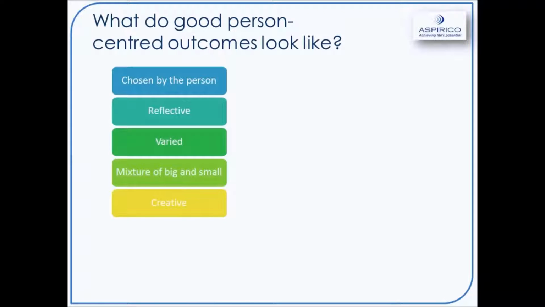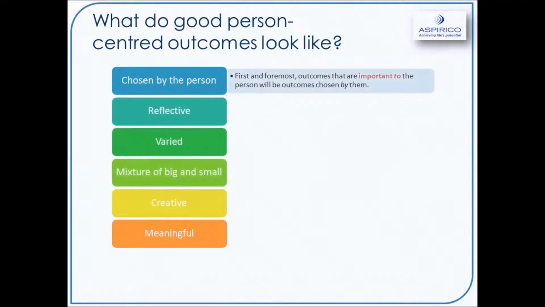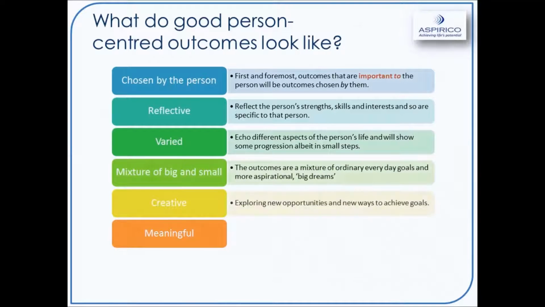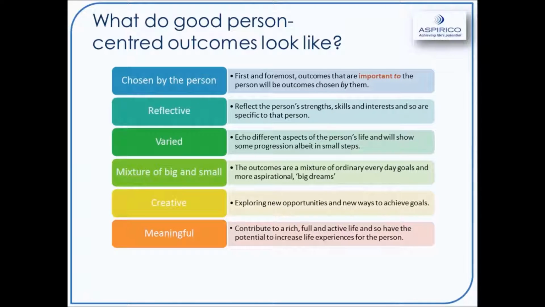So they are chosen by the person, they are important to them and chosen by them. The person has contributed to the outcome in some way. They have indicated verbally or by their behaviour that there is something that they want to try out, that they are interested in. It's something that has come from them.